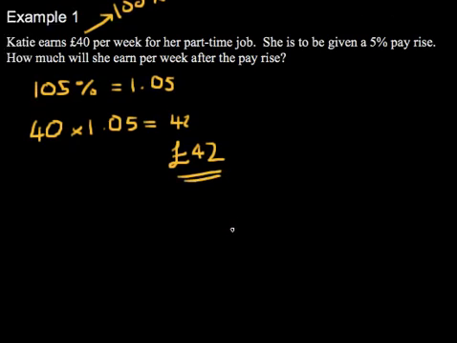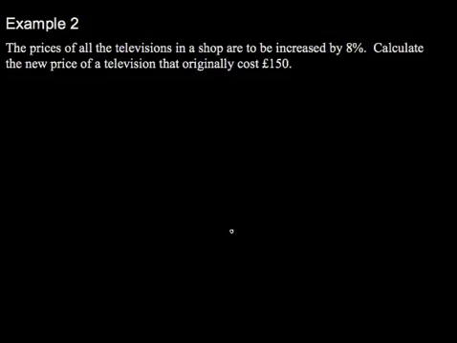Okay, example 2. The prices of all the televisions in a shop are to be increased by 8%. So they start at 100%, they end at 108%. So the new price of the television is the original cost of 150. It's now 8% bigger, so it is a bigger number.